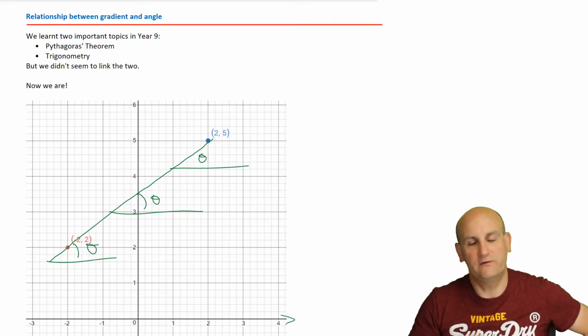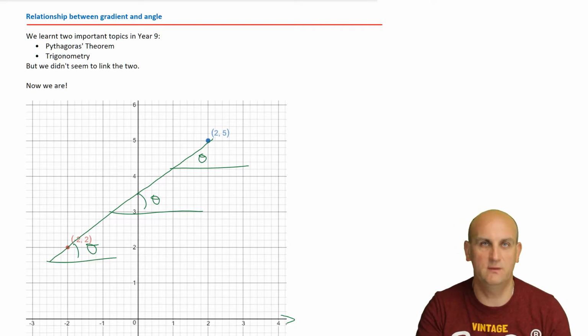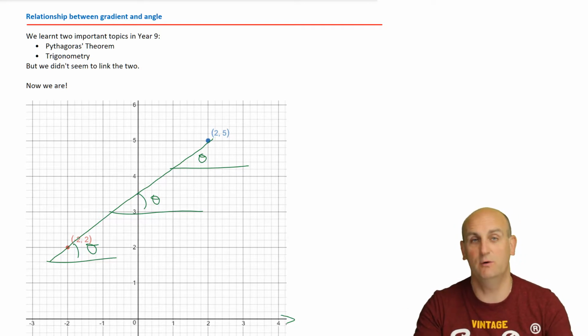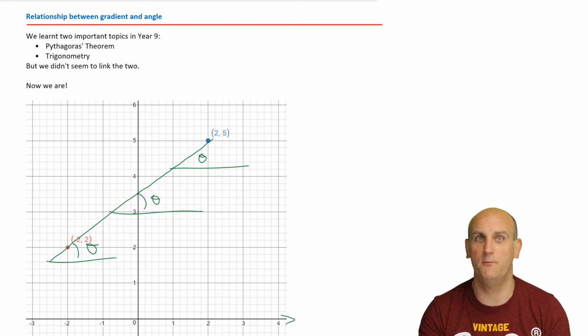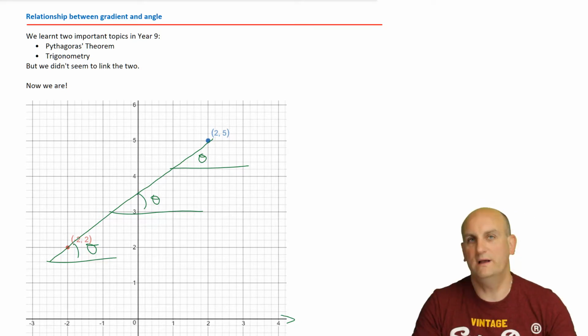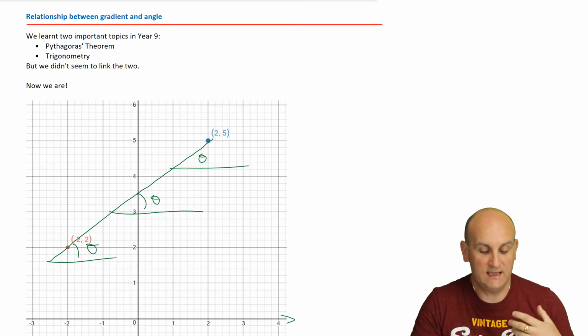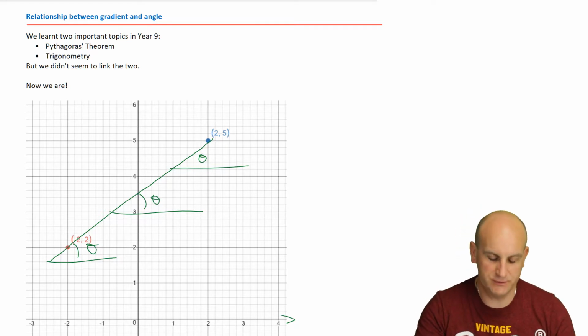Why would we need to do this? Who knows? Why do we need to do anything in maths? Remember, we're just doing this to get us to the next stage. It has no real practical applications. Lol. And maths teachers around the world are going, shut up, what are you doing? So, as I said right at the beginning of the video, we've already had Pythagoras' theorem and trigonometry taught to you. So here we go.